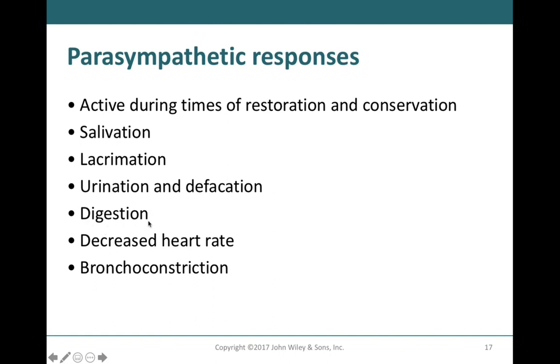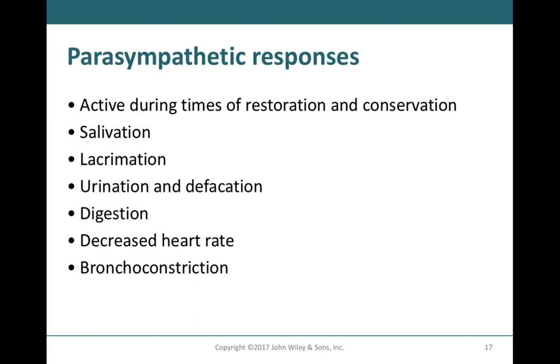We're going to see more muscle action in the smooth muscle of our GI tract. We're going to see increased salivation and increased lacrimation. Lacrimation is just a fancy word for secreting tears. As we know, we have the smooth muscles of our GI tract increasing. We're also going to see increased activity in our urinary system, so an increase in urination and defecation are also going to take place with parasympathetic responses.